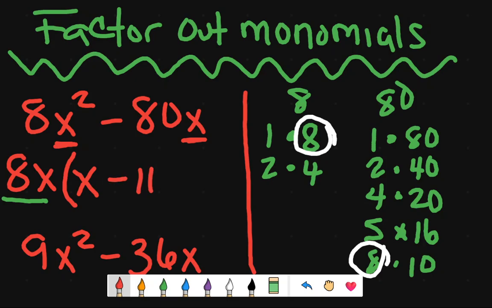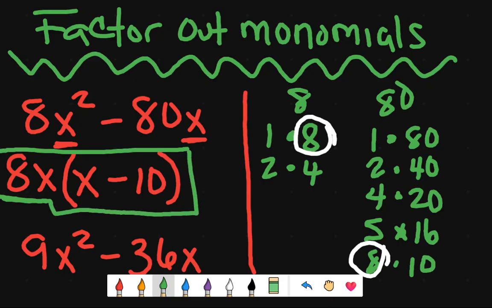So this is our answer. It's factored out now. We have 8x times x minus 10.